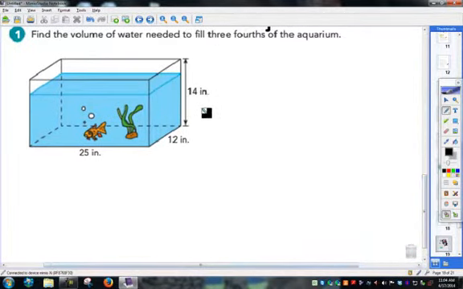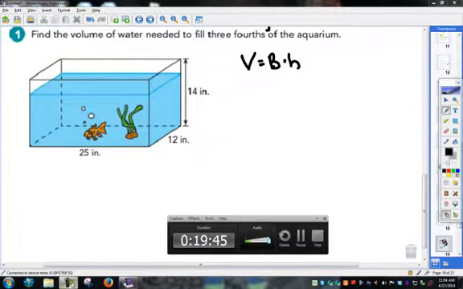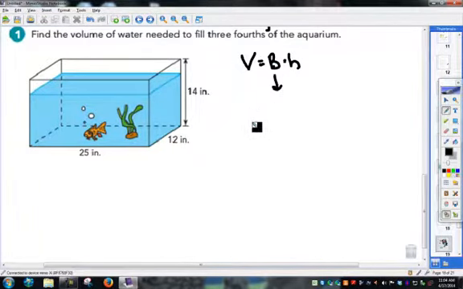Okay, let's do this one together. So the first step, we're doing volume, so we're going to do area of the base times the height. Okay, area of the base times the height. Okay, here we go. I need to find the area of the base. Again, I'm going to call the front my base, just because, you know, that's just how my mind operates. So I'm going to do the area of this base right here, the front rectangle, which is 25 times 14.